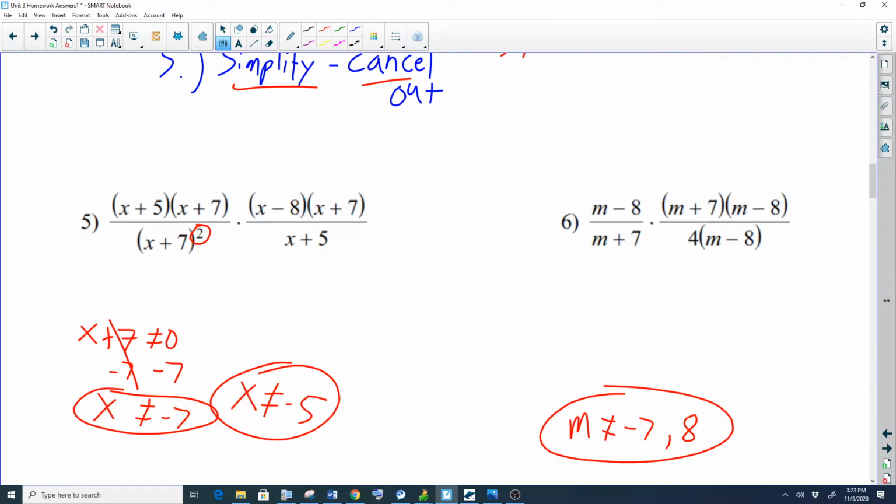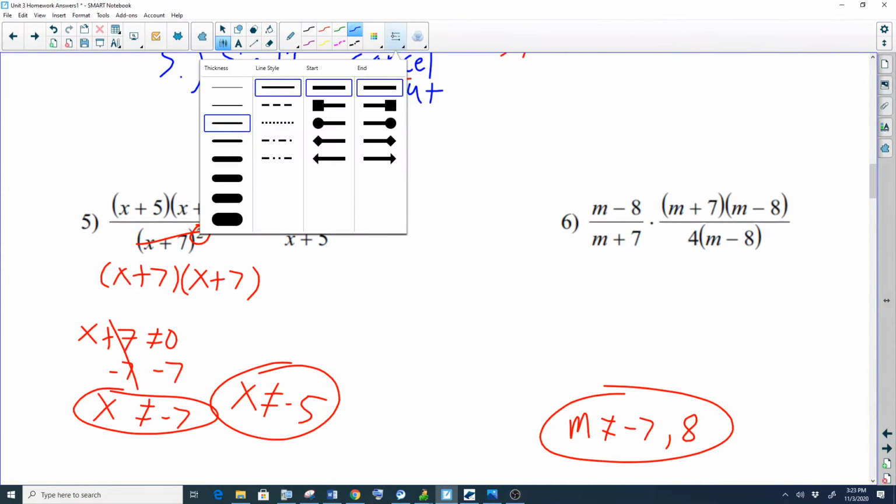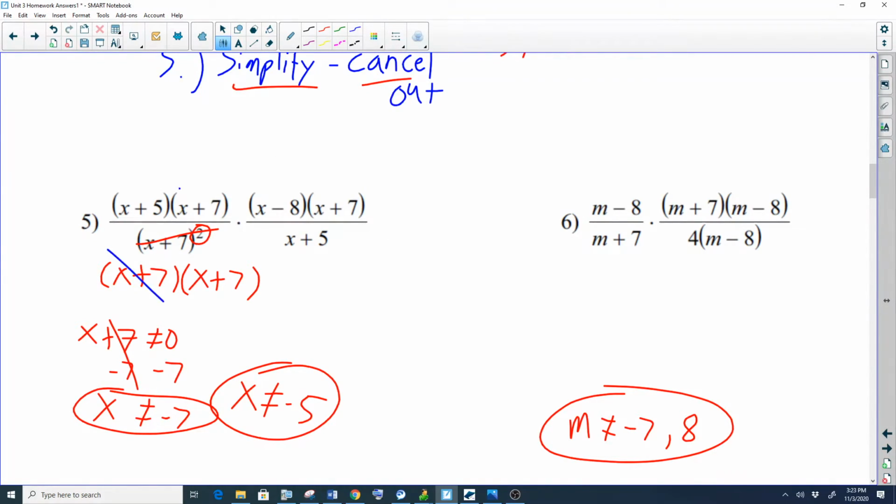So what does the squared mean? The squared simply means that there is x plus 7. There's actually 2 of them. X plus 7 all squared means 2 of them. So this one then will go ahead and cancel with this one. And this x plus 7 will cancel with this one.